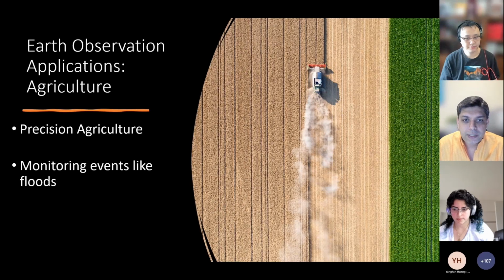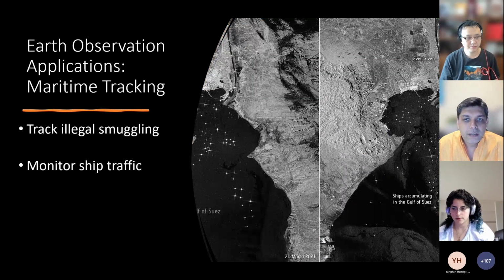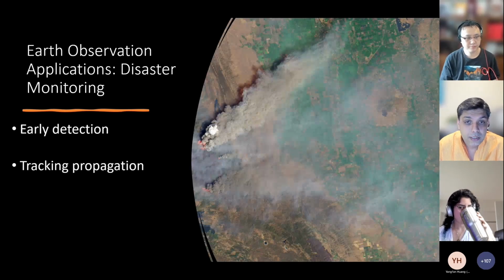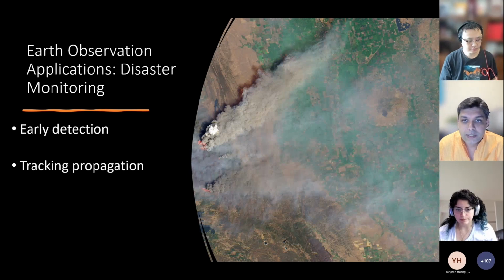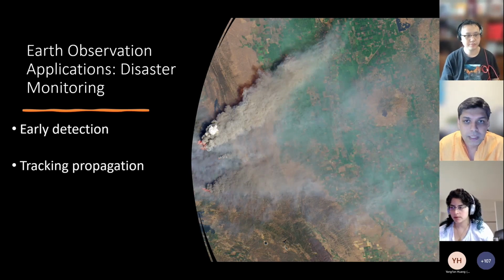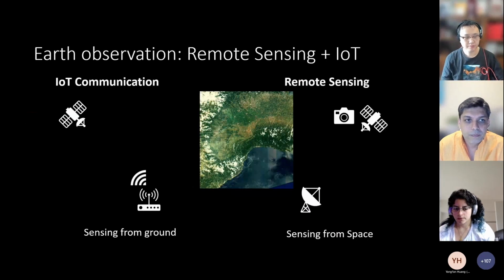There are many applications for Earth observation systems, and today I'll mainly focus on Earth observation. For example, precision agriculture, and monitoring events like floods, crop stress, or climate change. You could also use Earth observation from space to track ships and how they are moving, tracking the supply chain as it moves. Satellite images are often used for disaster monitoring, for example the recent floods in Pakistan or wildfires in California. There are many such applications of Earth observation that you already know about.